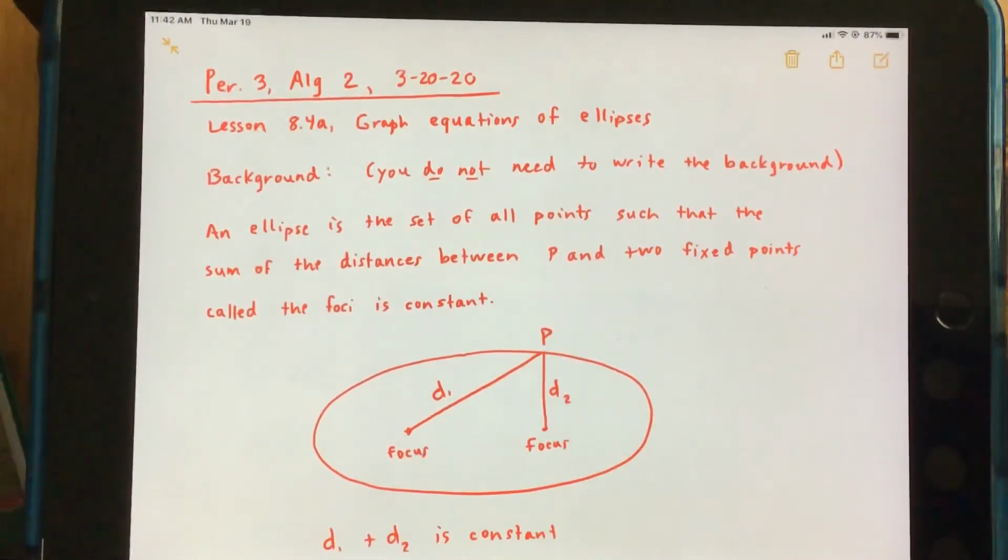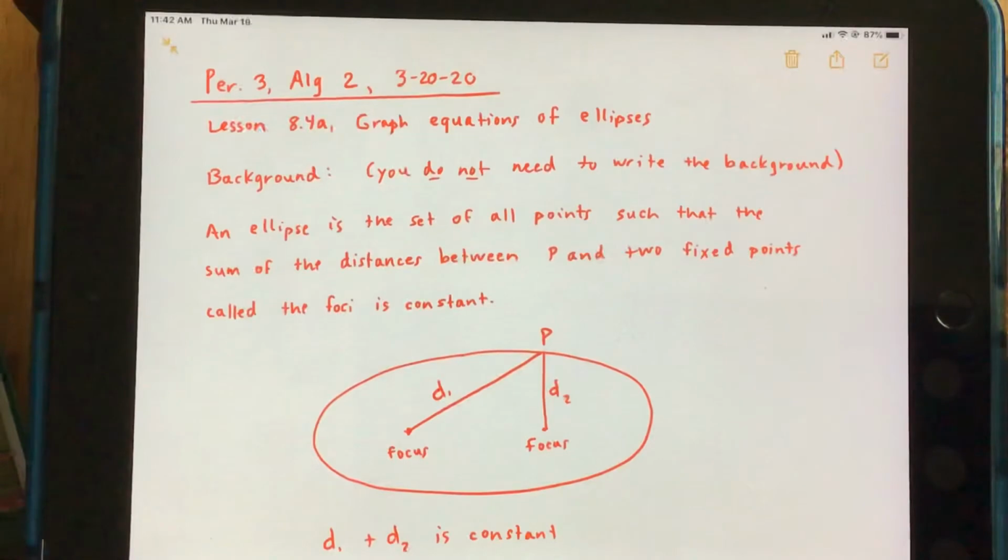We're going to go over Lesson 8.4a, Guided Practice Problems, Graph Equation of Ellipses. So I'm going to give you some background, and you do not need to write this down. This is just so you can begin to understand what an ellipse is, what the equation looks like for an ellipse, and how it all works.